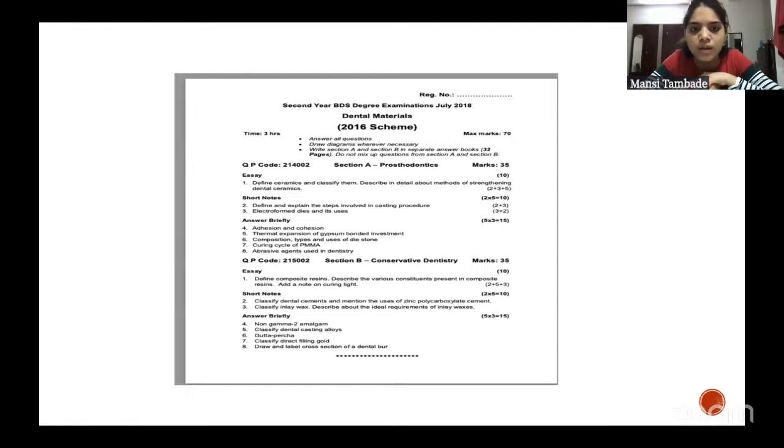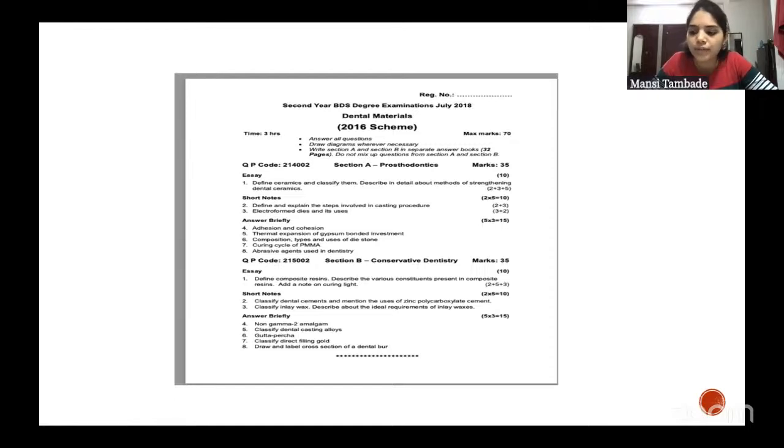Similarly, for the short notes: define and explain the steps involved in casting procedures. See, the first part, define casting procedure. What is the casting procedure? I think this was one of the questions asked by the students. So I'll definitely explain it over here only. What is casting? Why do we do a casting? So starting from this, you need to see it in that way. Casting definition you will definitely learn. These definition parts you need to learn for your exams. For all the chapters I am saying this, not only for any particular thing.